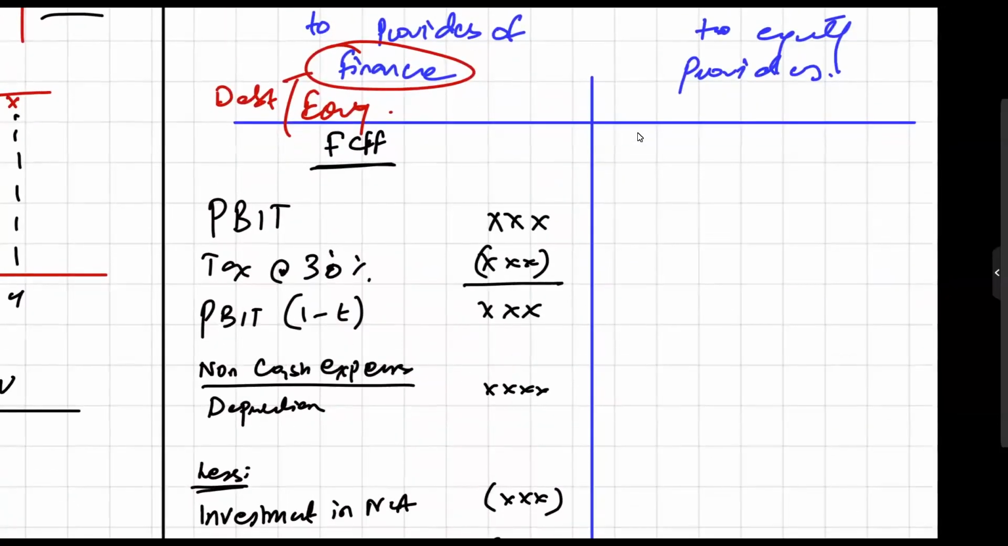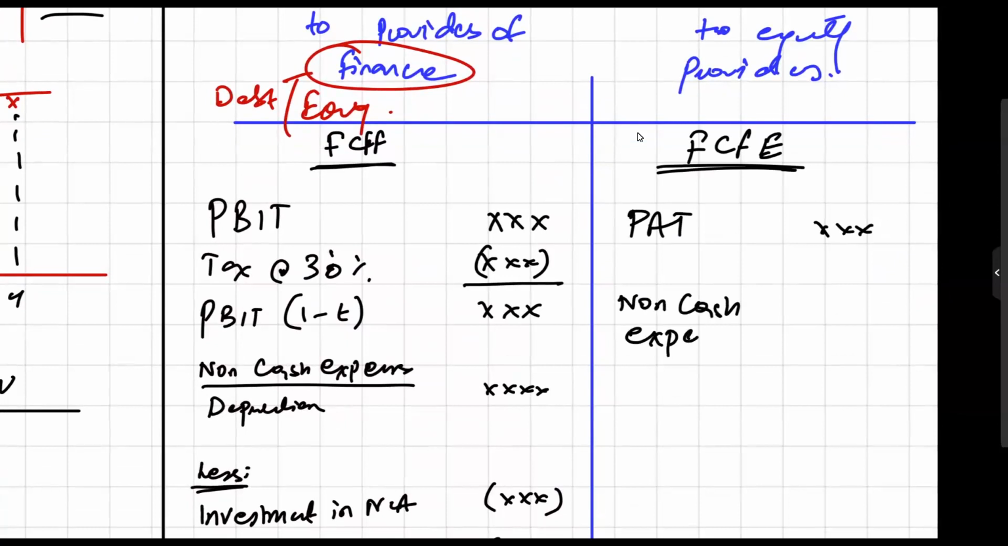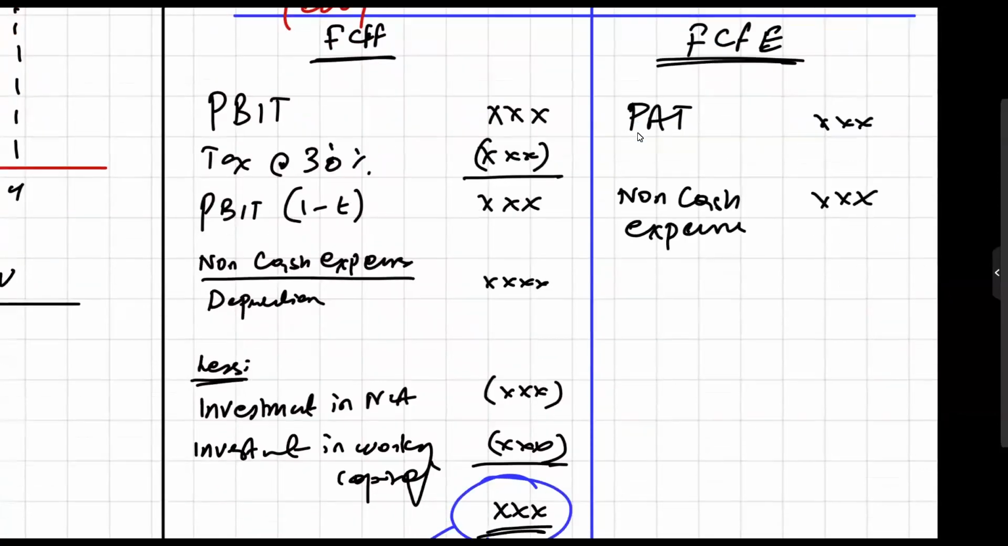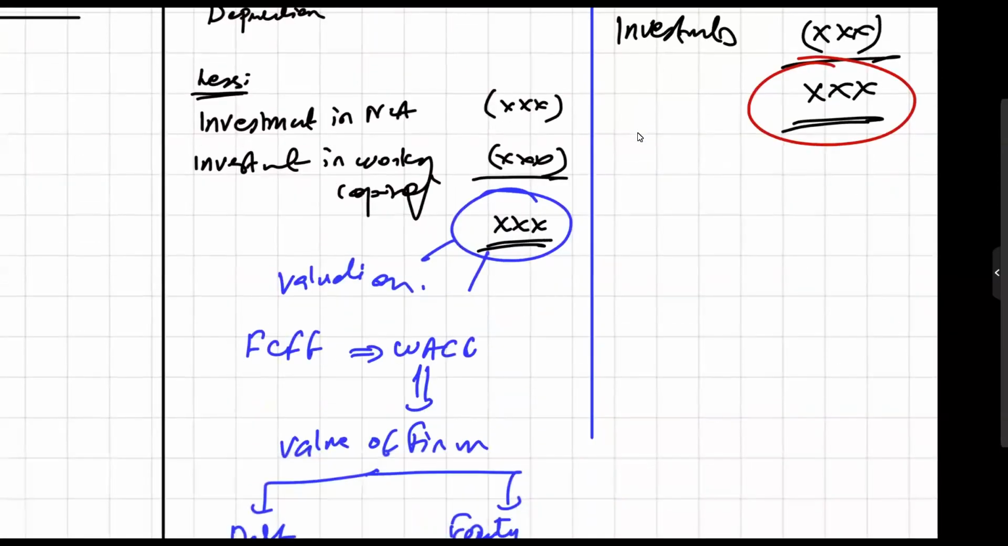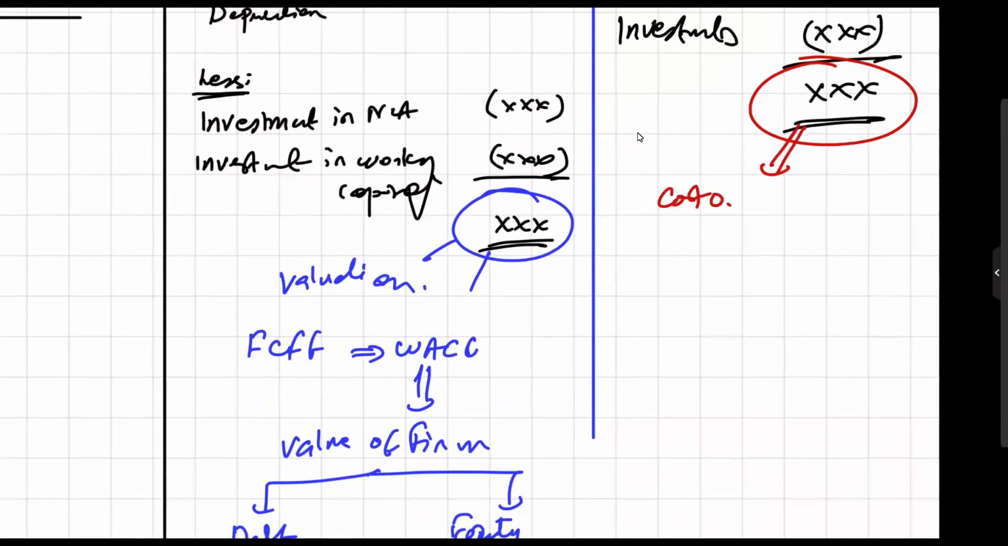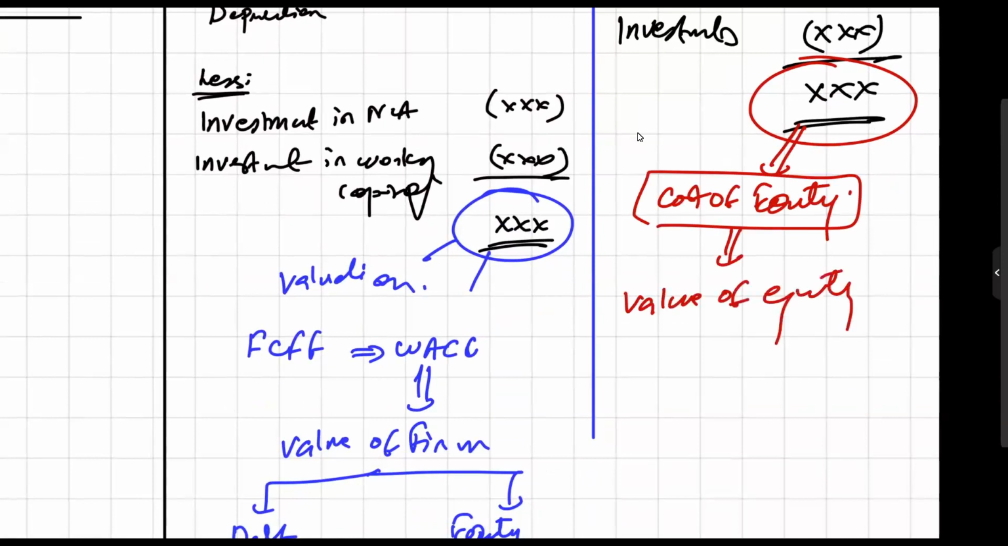Now, when we talk about the free cash flows to equity, they are calculated like this. You start off with profit after tax. From the profit after tax, you do all those adjustments: whatever the non-cash expenses are, they are added back, and whatever the investments are, they are deducted. At the end of the day, you end up getting the free cash flows to equity. We discount the free cash flows to equity using the cost of equity.